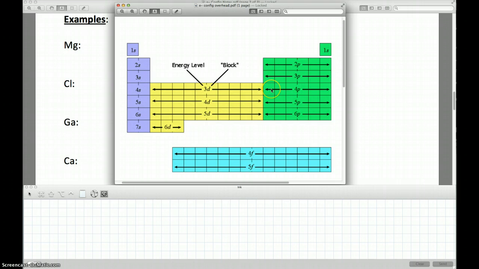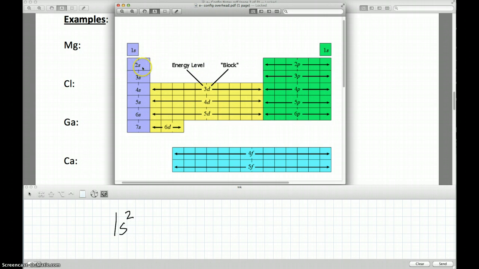Again, I start at the beginning of the periodic table, 1s. That's my first code I hit, and then I count how many 1s boxes there are. So 1s is my first code, and I count how many boxes there are. There are 1, 2 1s boxes. So I put a little 2 up there. I'm done with that row.